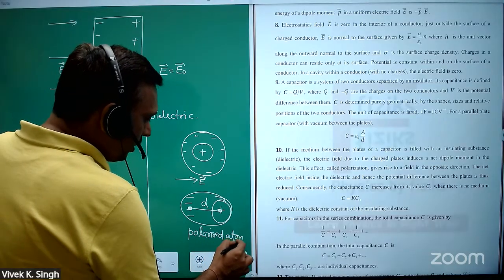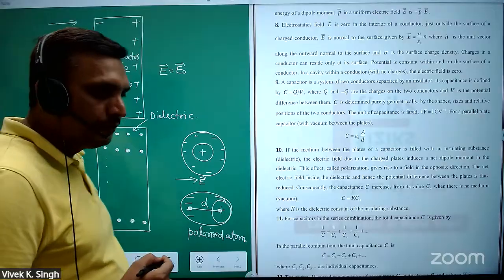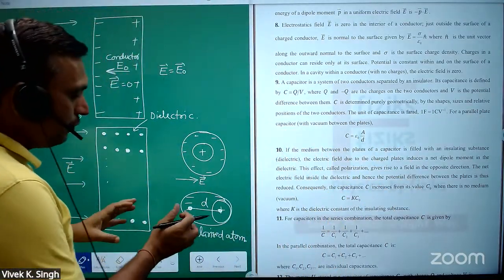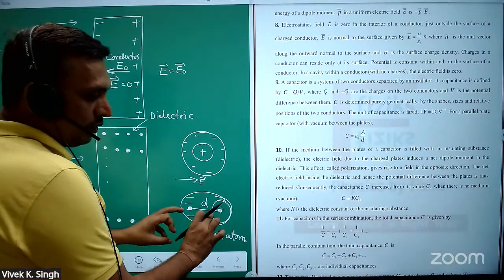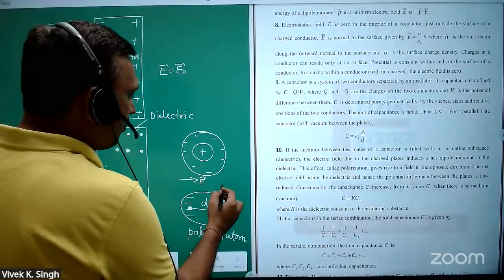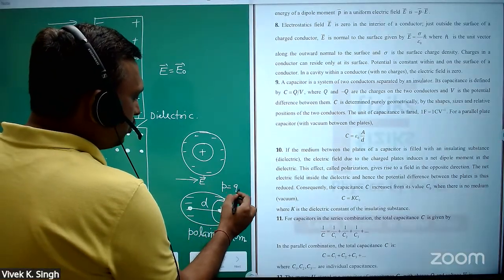This is the polarized atom. So one single atom, when electrons are tightly attached with their nucleus, when that is placed in an external field, it gets polarized. And we can define its dipole moment as p equals q times d.